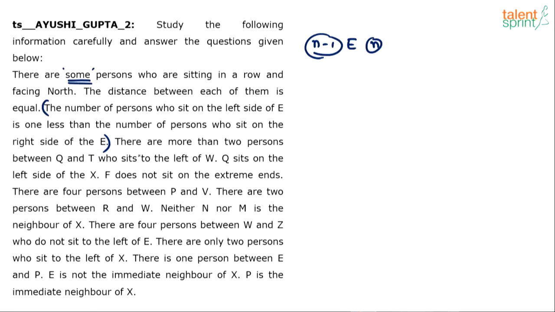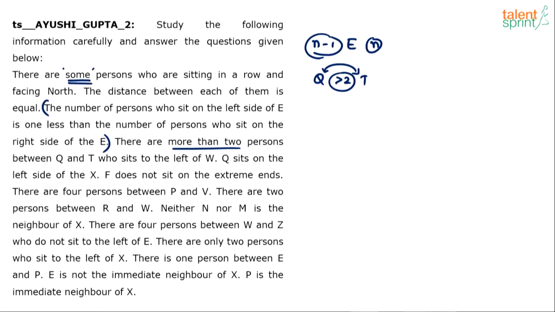Next, there are more than 2 persons between Q and T who sit to the left of W. Again, usually we are given the exact number of persons, but here it says there are more than 2 persons between Q and T. So between Q and T, we'll have greater than 2 persons. And moreover, Q and T can be swapped. It can be Q, let's say 3 persons are there, Q dash dash dash T or T dash dash dash Q. Okay. Move on.